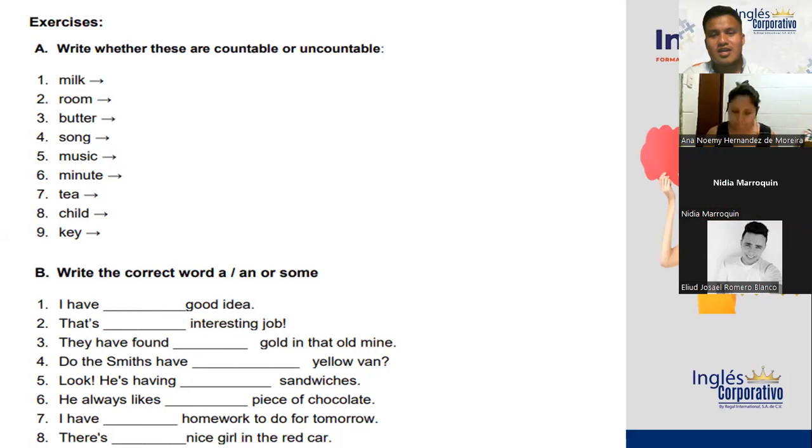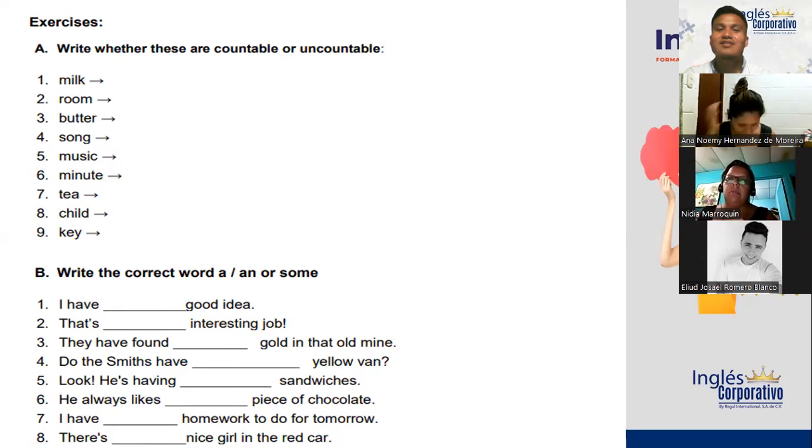Sure. Yes. Una sugerencia. A suggestion, okay. Ajá, yo pienso que podríamos decir las opciones que son contables, 1, 4, 3, 5, así, y poner la sola respuesta y luego las incontables.